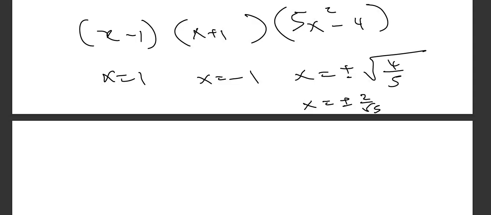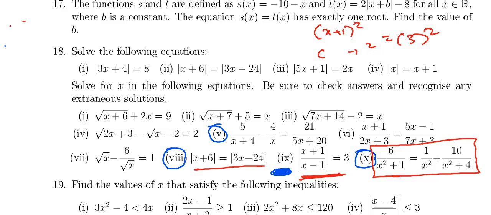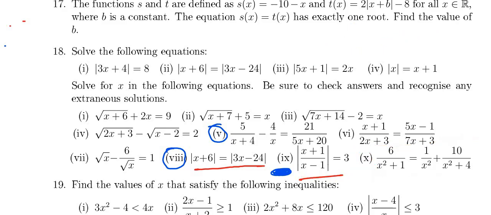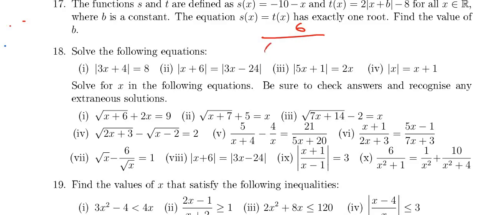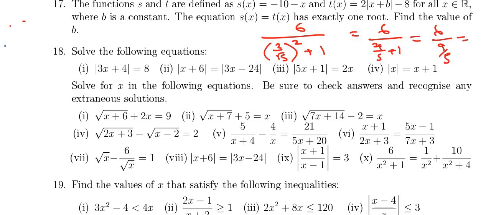So if I want to test it in the expression, I'll just test the positive one. Here I'm putting 2 over root of 5, then the square, then plus 1. This is going to be 6. This is 4 over 5, then plus a 1. So you can just add. This is going to be 6 over, is it 9 over 5? When we flip this, is it 30 over 9, I think.